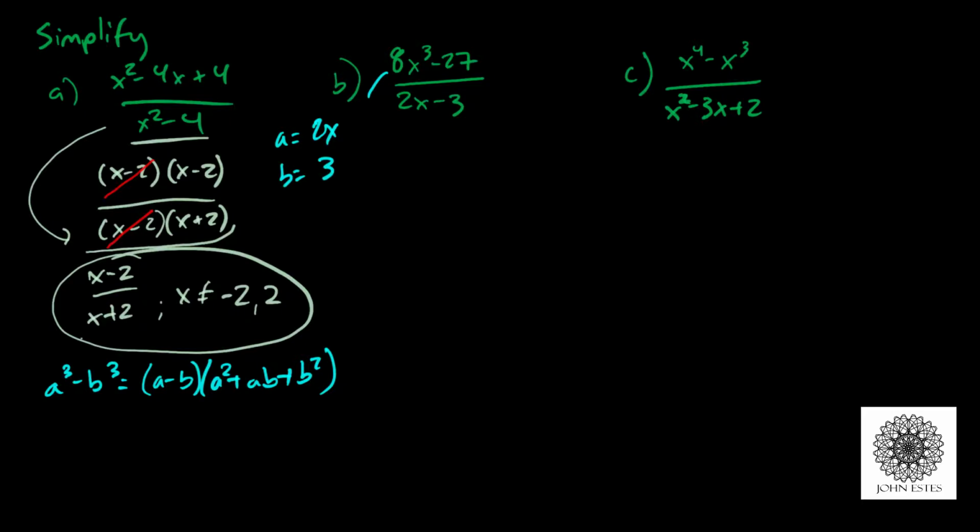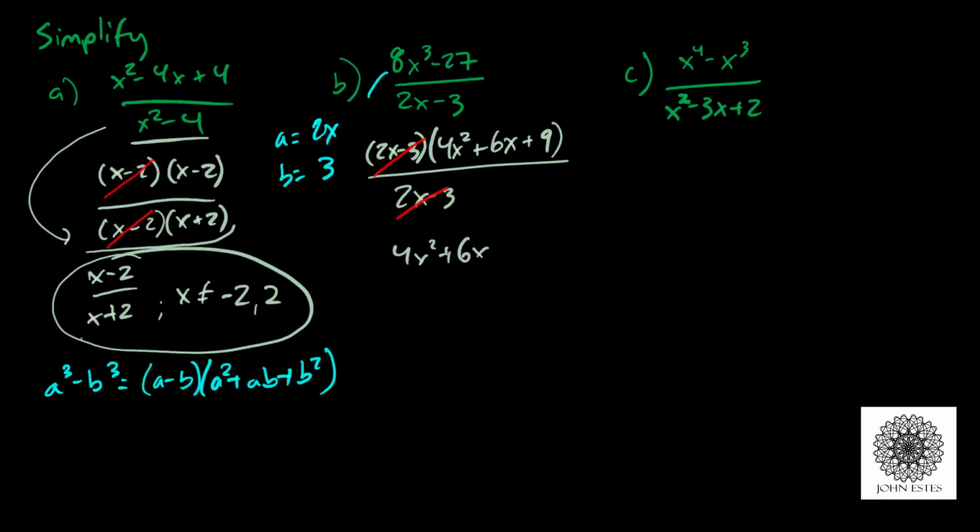So then based off my formula, I can see that this thing factors in as 2x minus 3 times a squared, which would be 4x squared, plus ab, which is 6x, plus b squared, which is 9, all over 2x minus 3. And so then I can see the 2x minus 3's cancel out. And what I'm left with then is 4x squared plus 6x plus 9 all over 1. So we'll just write it like that, like a polynomial.